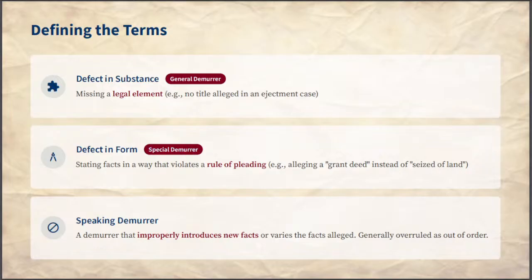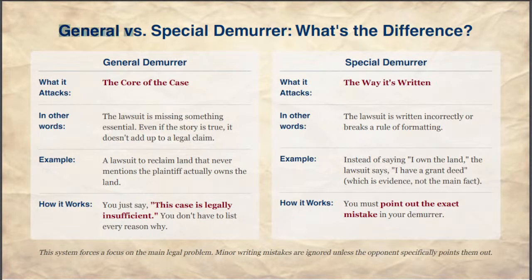Let's continue here. I hope you're paying attention, because now we're on to the general versus special demurrer. What's the difference? So here we're going to break it down. A general demurrer attacks the core of the case. In other words, the lawsuit is missing something essential. Even if the story is true, it doesn't add up to a legal claim. And here's an example: a lawsuit to reclaim land that never mentions that the plaintiff actually owns the land. How it works: you just say, this case is legally insufficient. You don't have to list every reason why.